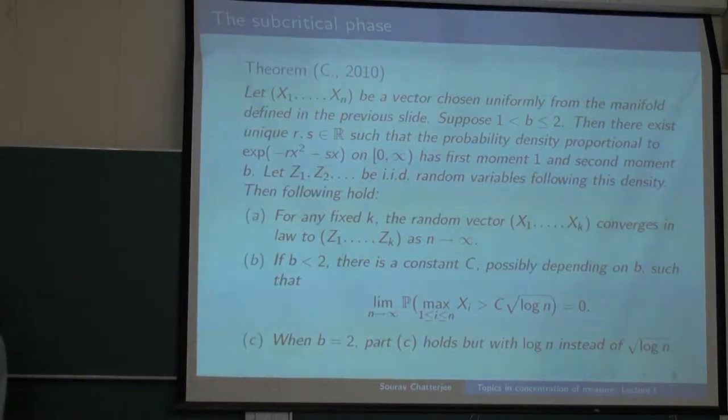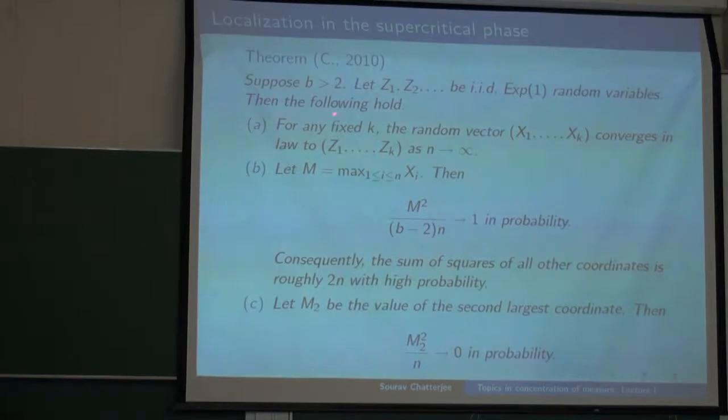Okay. The interesting thing happens if b is bigger than 2. So if b is bigger than 2, then the following happens. Any finite collection of coordinates behaves like IID exponential random variables with mean 1.